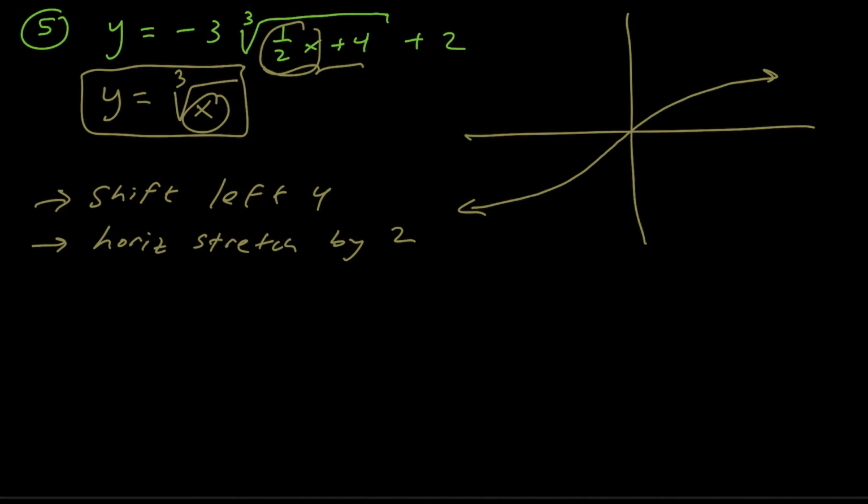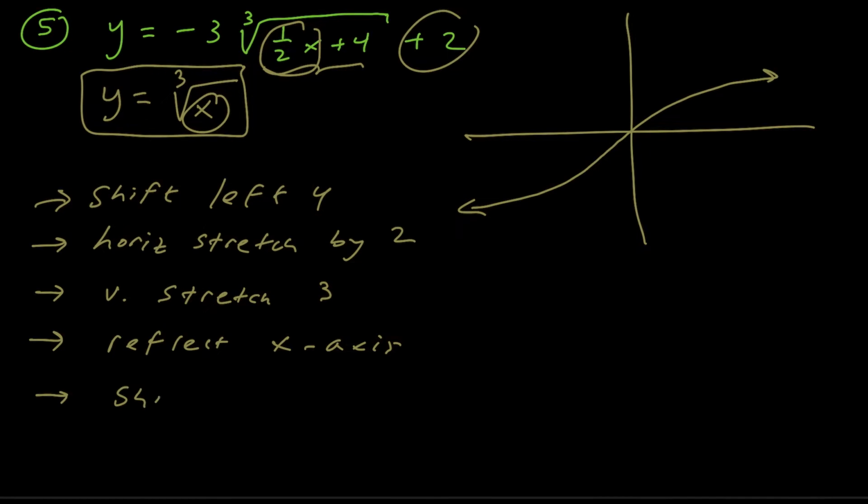It's the reciprocal. And then working our way out a little bit further, we've got this 3, and we can see that the 3 is going to be a vertical stretch by a factor of 3. Okay, so it's going to multiply all the y values by 3, and then this negative is going to reflect it over the x-axis. So reflect over the x-axis. Now let's just do the last step, and the last step then is this plus 2, which is going to shift the graph up 2 units.